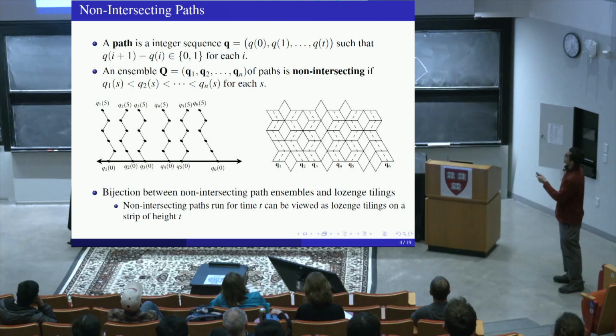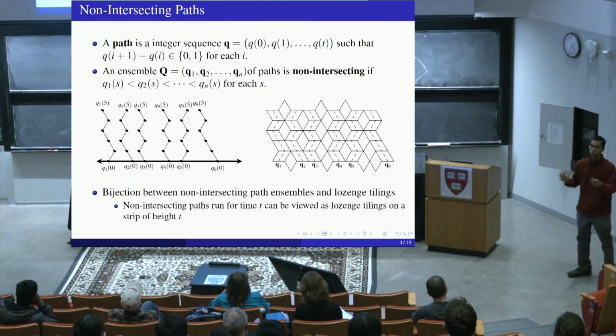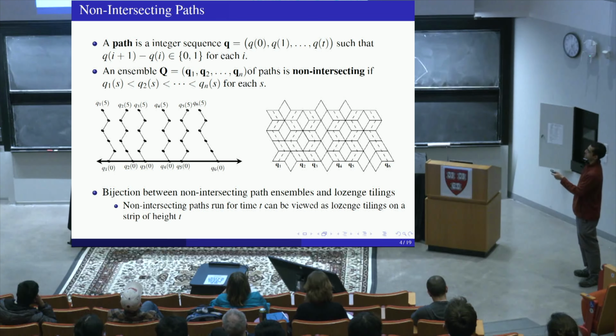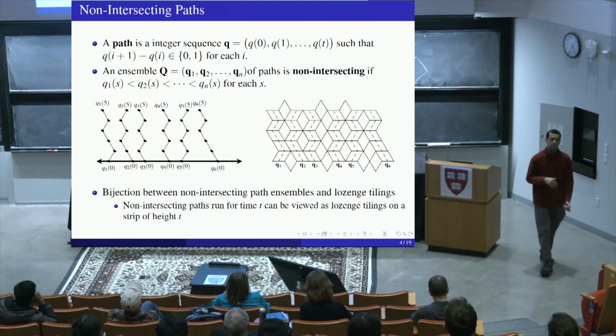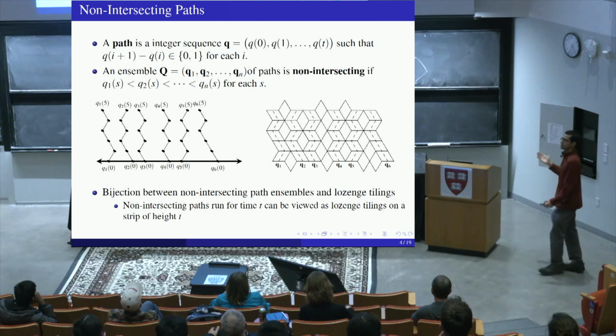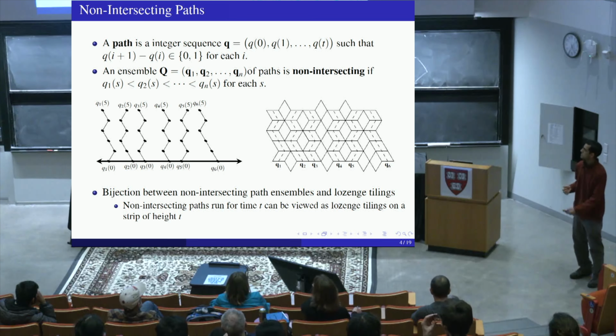Okay, so this will fix the locations of the horizontally pointing lozenges. And then whatever part of the space you have not filled in with these lozenges, you just place the vertical lozenges. So whenever I have a family of non-intersecting paths, I can recover from it a lozenge tiling, and this procedure is completely bijective, it can be reversed. I just take the midlines of any of these horizontally pointing lozenges and I get a family of non-intersecting paths. So there's a bijection between lozenge tilings and non-intersecting paths run for time t.